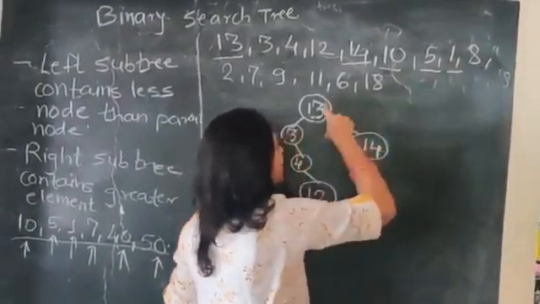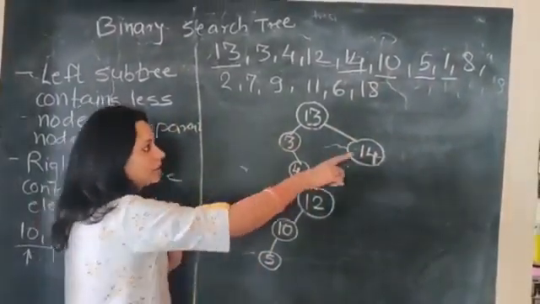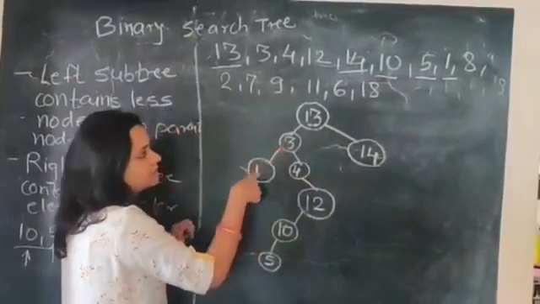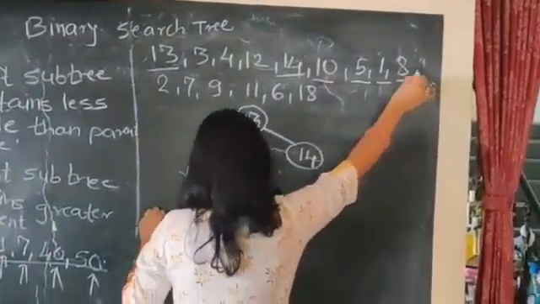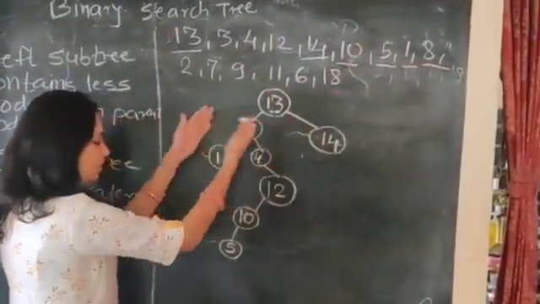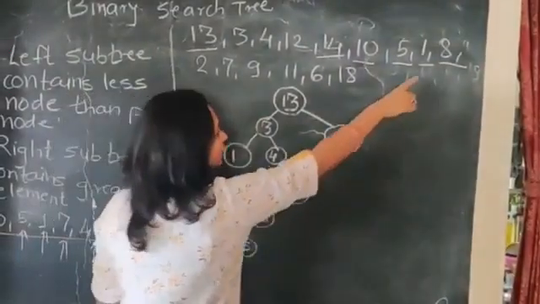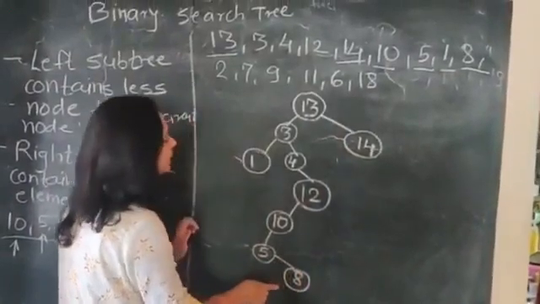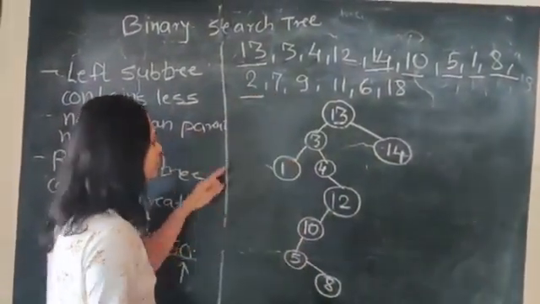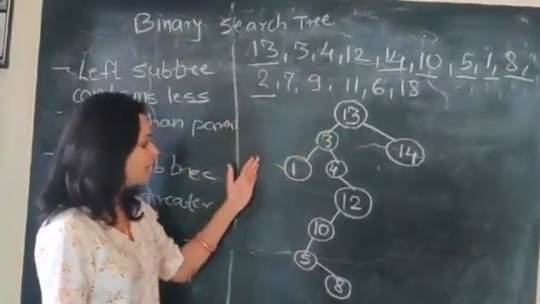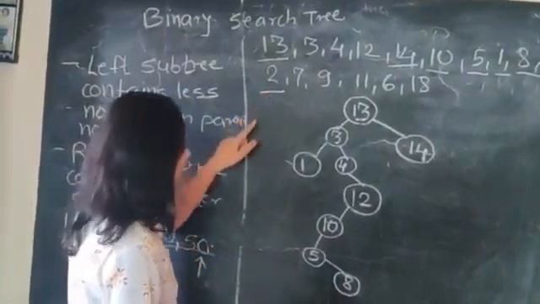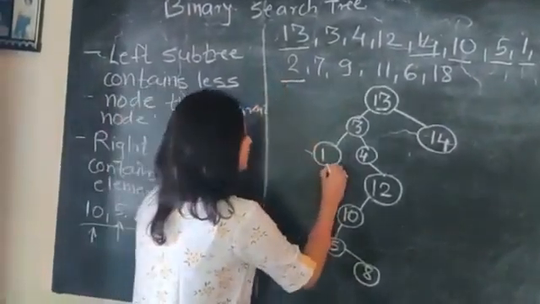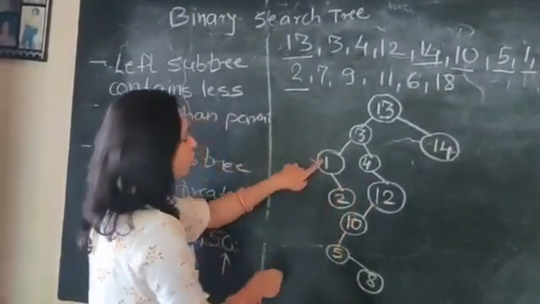Next is 1. 1 is smaller than 13 and also smaller than 3. So you will keep 1 at the left hand side of 3. Next is 8. 8 is smaller than 13, so it will again be at the left hand side, but 8 is greater than 5, so you will keep 8 at the right hand side. Next is 2. 2 will again be at the left hand side. 2 is smaller than 8 and 2 is greater than 1, so we can keep 2 at the right hand side of 1.